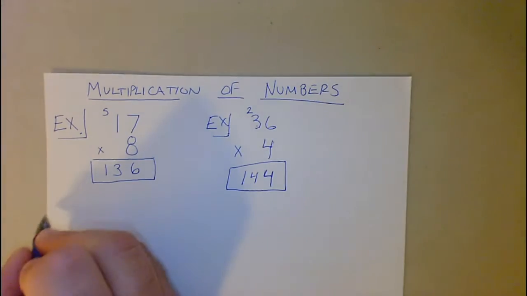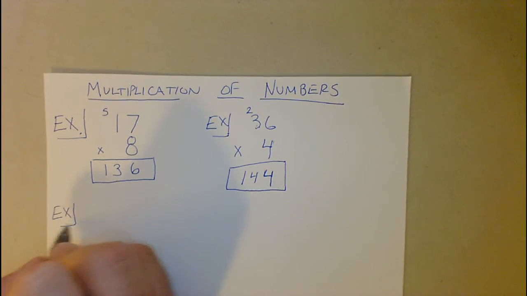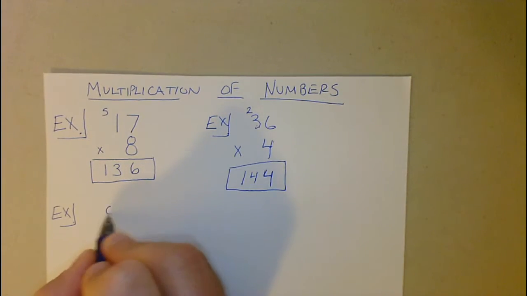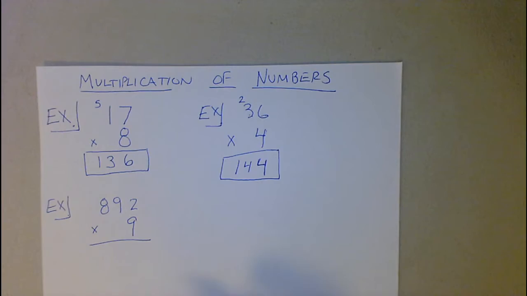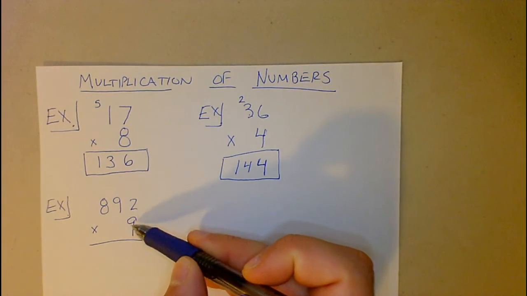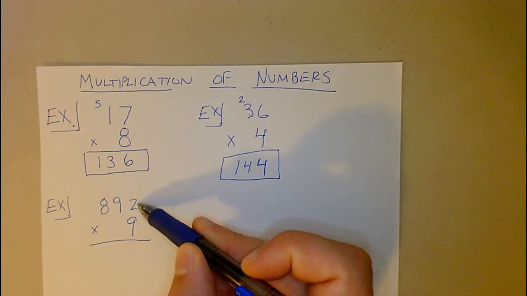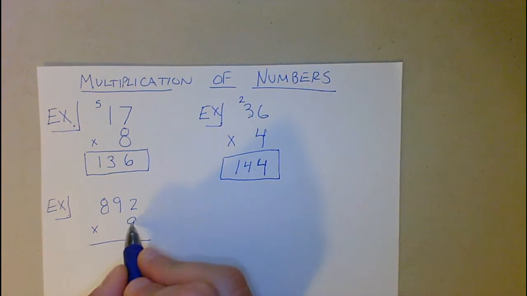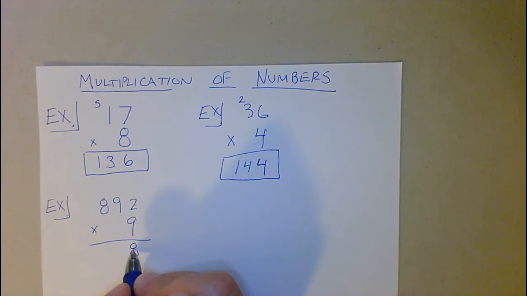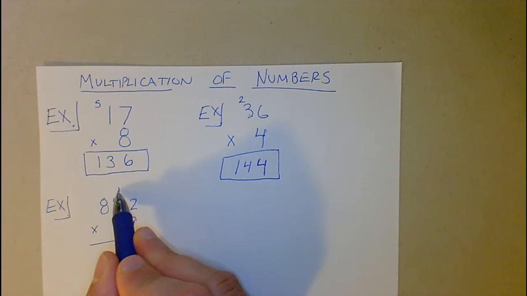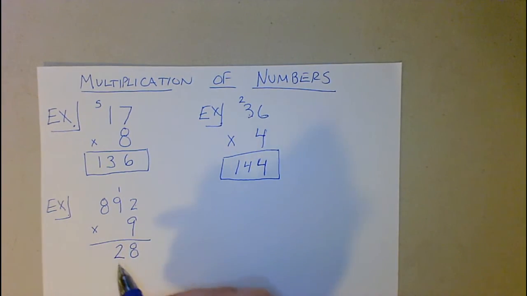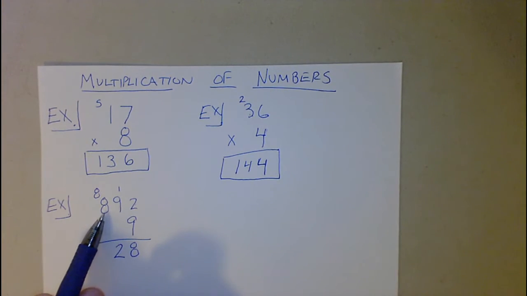So if you get the hang of that, then what you can do is you can multiply a 3-digit number, like 892, by 9. Okay, so what do you do? You take this 9, you multiply it by the 2, the 9, and the 8. You start right and you work your way left. So 9 times 2 is 18. Put an 8 there, carry the 1. 9 times 9 is 81, plus 1 is 82, so I put the 2 there, carry the 8. 9 times 8 is 72, plus 8 more is 80.